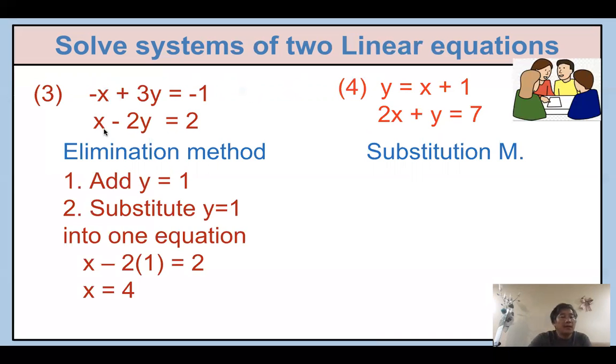So if you add, negative x and positive x will be gone, cancel each other, and you eliminated x. So 3y, if you add negative 2y, in this case, minus 2y is a negative 2y. 3y minus 2y is just 1y. And negative 1 plus 2: if you add two different signs, it's a difference, and you get the sign from the bigger one. So negative 1 plus 2 is 1. Oh, y equals 1.